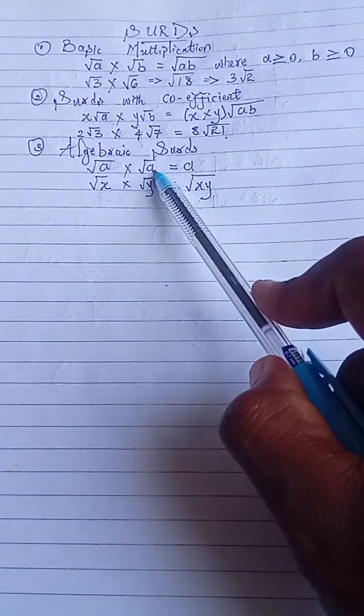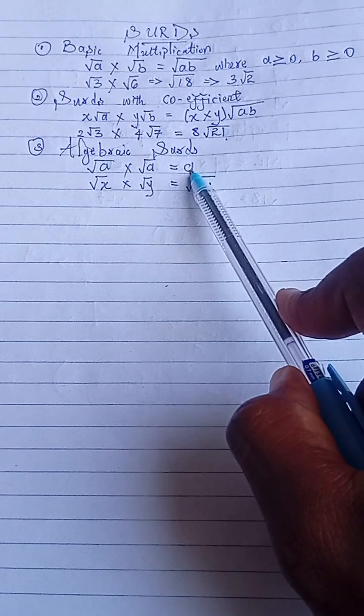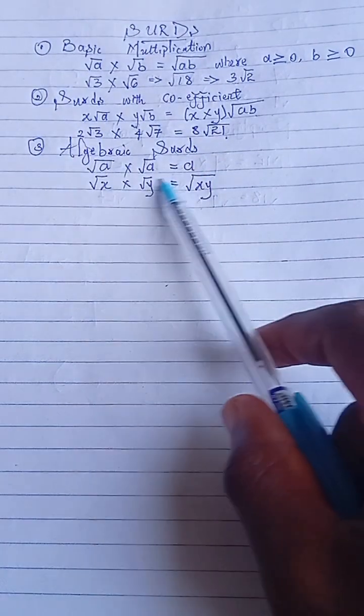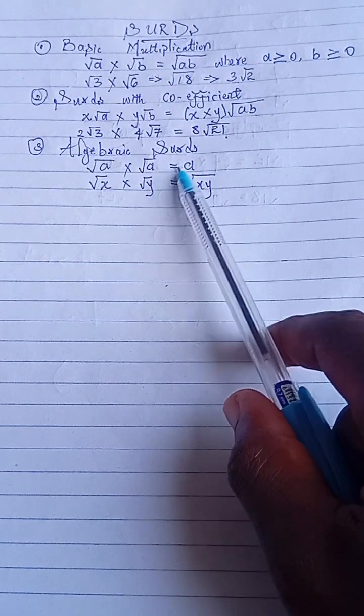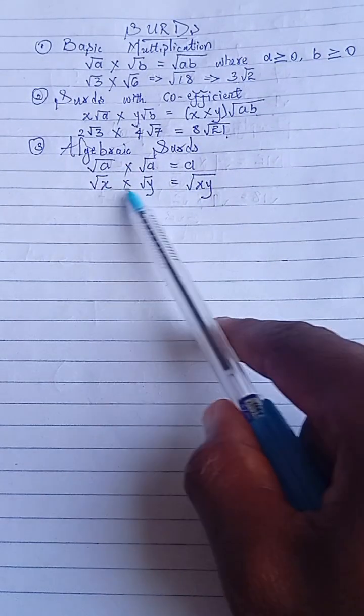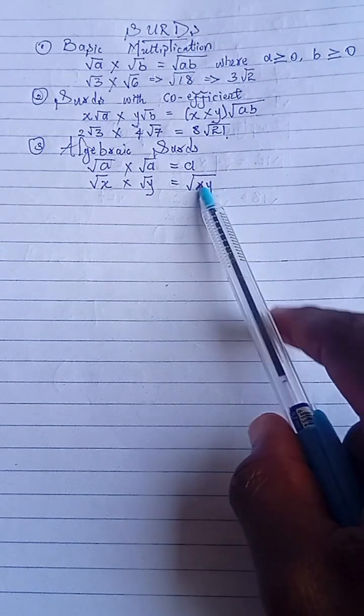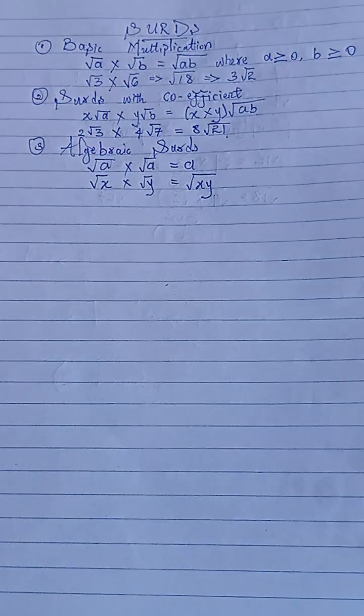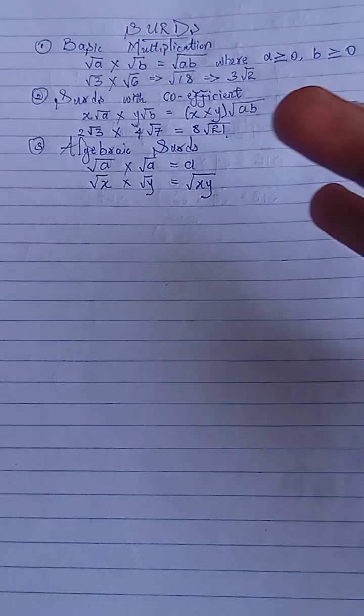If you look at this now, their radicals are the same. So in a short form, we just say once their radicals are the same and they are multiplying each other, you take away that root, and that gives you your answer. But if the radicals are different, you multiply them. Note that this algebraic means that an alphabet is attached to it.